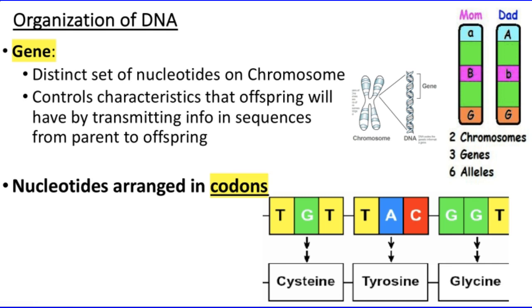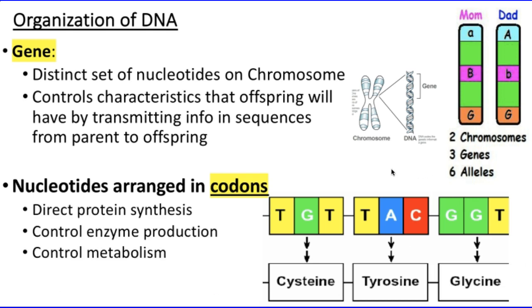Nucleotides themselves are arranged in codons. A codon is 3 base pairs put together. For example, when we have thymine, adenine, and cytosine in a codon, that's going to code for the amino acid tyrosine. Just like we have guanine and thymine right here, this particular sequence for this codon actually codes for glycine, which is an amino acid.